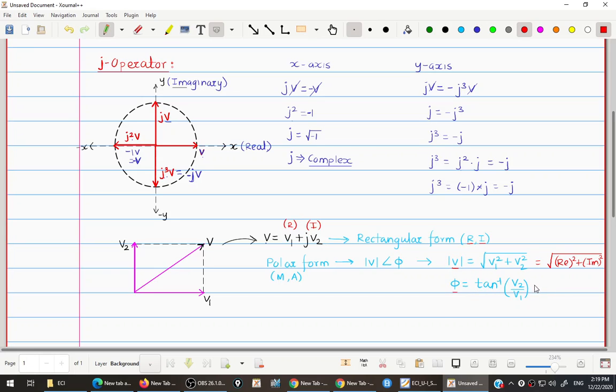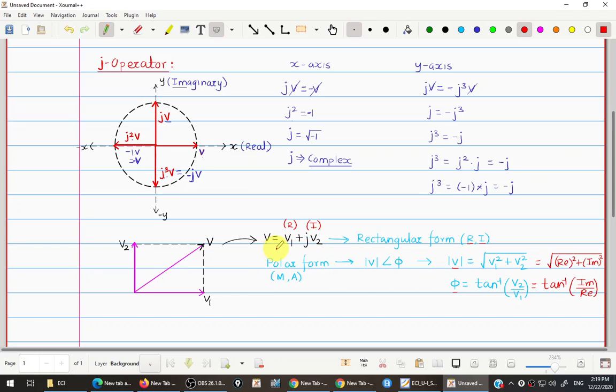And next is phase angle. So phase angle is what? Tan inverse of first imaginary part. What imaginary part we are having? V2. And then you have to divide it with real part. What is the real part we are having in this equation? V1 is real part. So what we are getting? V2 upon V1. So in this way you can calculate the polar form of any quantity.